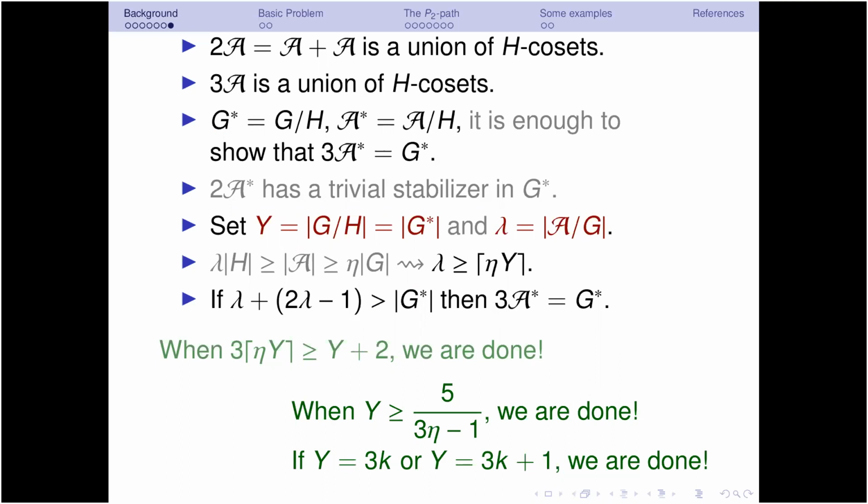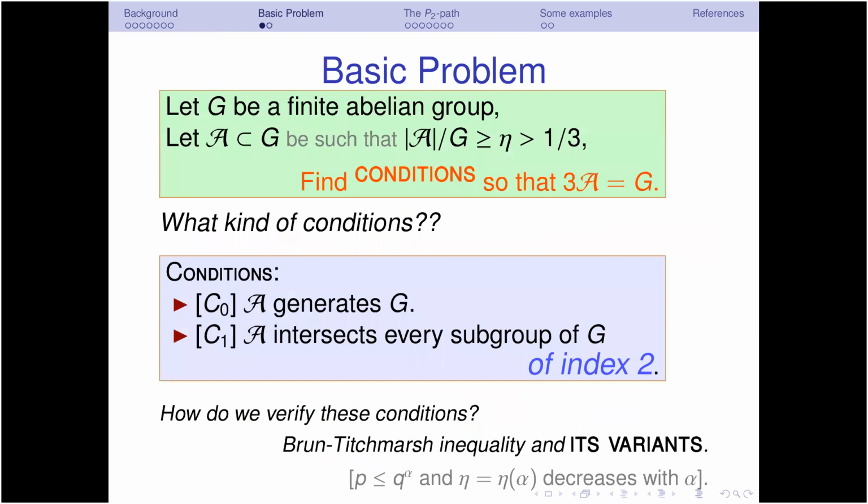And the Brunn-Minkowski type result is going to tell you that the density of A is larger than the density of the group divided by 3 or something more. And you want to show that 3 times A, or 3 times A star, is equal to G star. So please recall that if y, the index, is large enough, you're done. And if the index is not congruent to 2 modulo 3, you're done also. So we only have the problem with some special cosets. So here's the basic problem that I'm writing. I write G instead of G star. Take a finite abelian group.